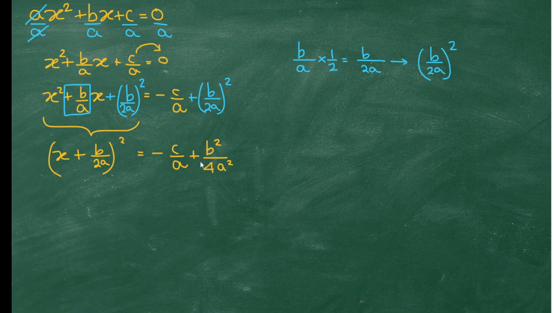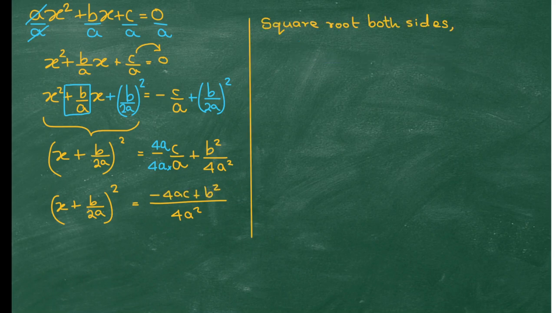Now I need to simplify the right-hand side further. I have 4a squared as the denominator here. I need to get the same thing. That's actually quite easy. All I need to do is multiply this side by 4a. x add b over 2a, everything squared, is equal to 4a squared is my common denominator, minus 4ac plus b squared. Now I'm going to square root both sides.